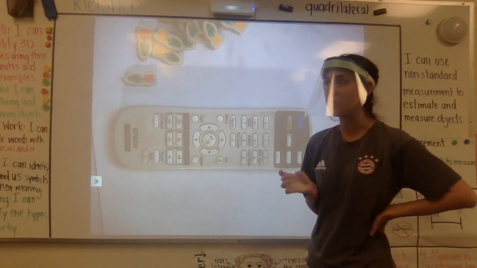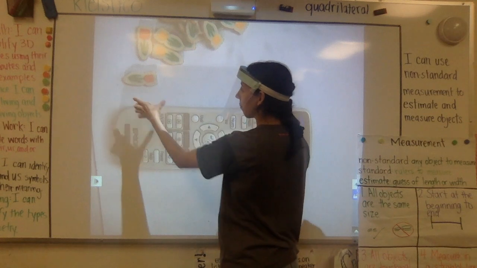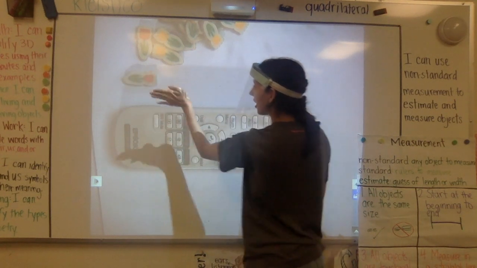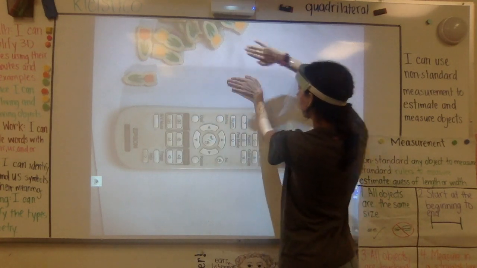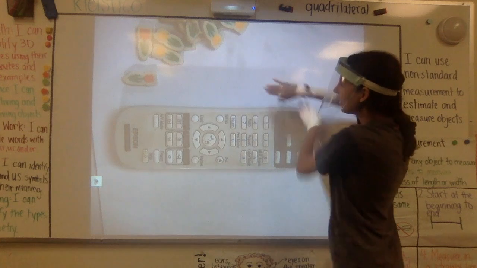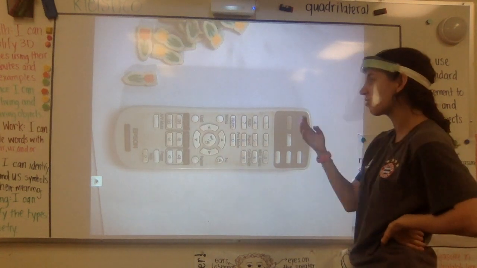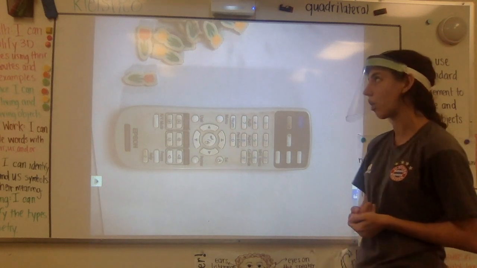Something that you can do is use your fingers to help you guess how many it might take. I know that this is about the length of my hand. If I guessed how many hands I was placing down, I could see I placed down about 6 hands. And so this remote is probably going to be about 6 erasers long.